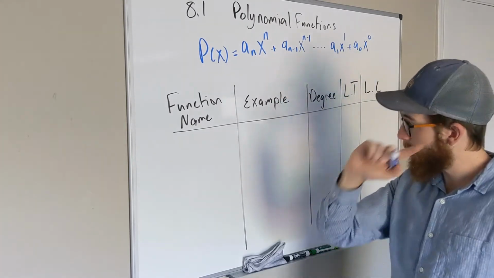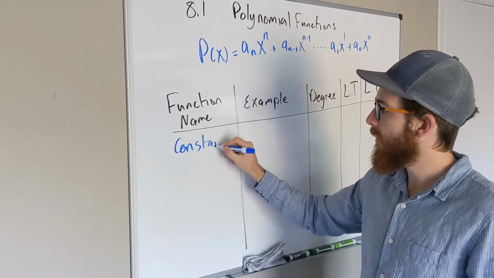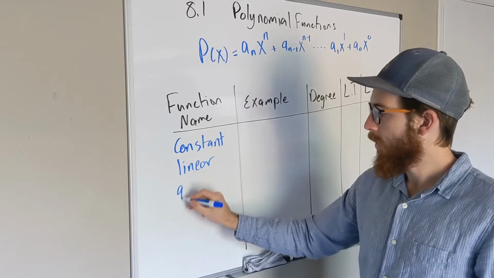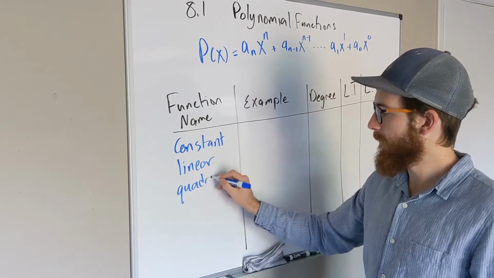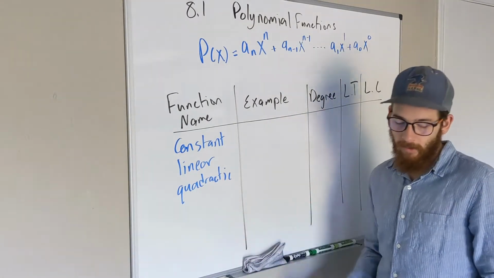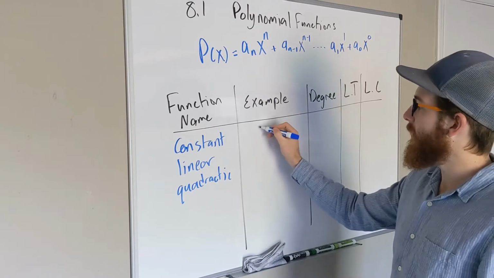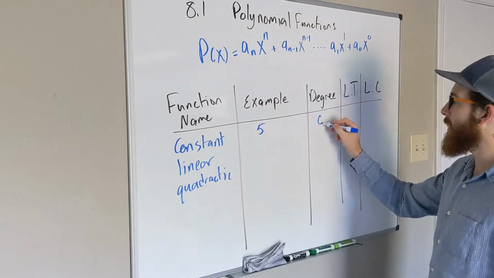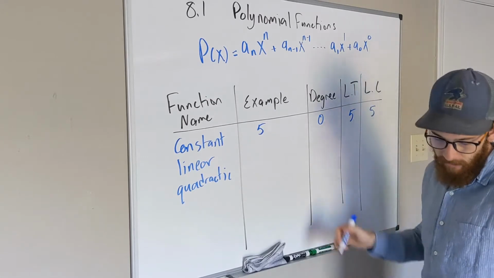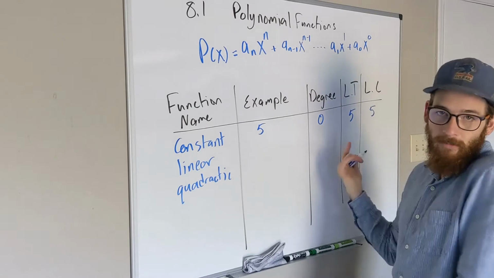So I'm looking at some examples of things we've seen in the past: constant, linear, quadratic, cubic, quartic, things like that. An example of a constant would just be a number, like 5. The degree is 0, the leading term is 5, and the leading coefficient is 5. Those have to stay the same because there's nothing but 5.